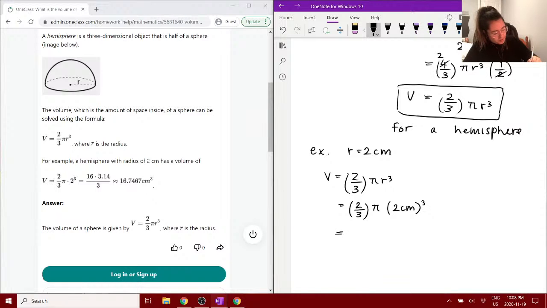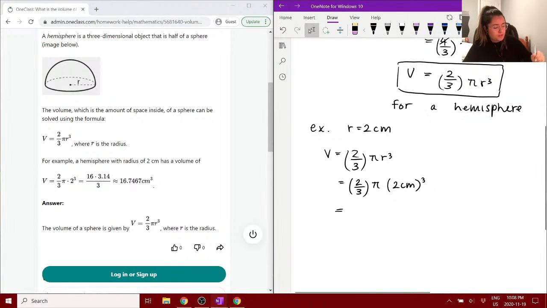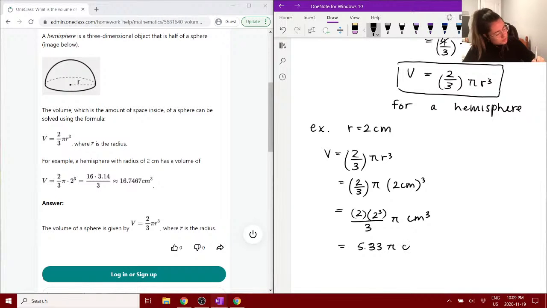From that you can do an exact solution if you'd like without evaluating the pi. That would look like 2 cubed times 2 divided by 3 times pi centimeters cubed. I can just write this so that there's no confusion. If you evaluate just that first part, you get 5.33 times pi centimeters cubed.